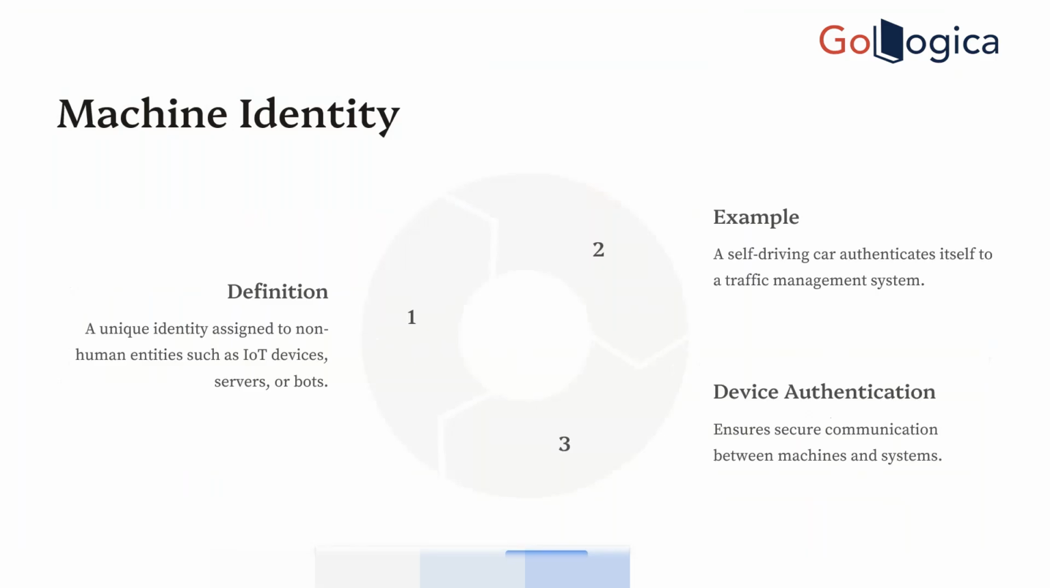Now we are having the identity. What should be that? The machine identity. Machine identity means a unique identity assigned to non-human entities. That we call a machine identity, like your IoT devices, like your servers, like your bots, like your printer. So what exactly are these? These are machine identities. IoT devices are machines. What is a machine? Printer, server, these are all machines. So that's why we call it a machine identity.